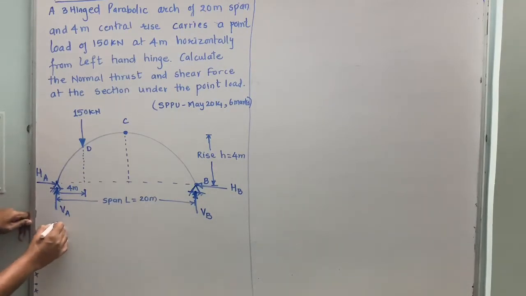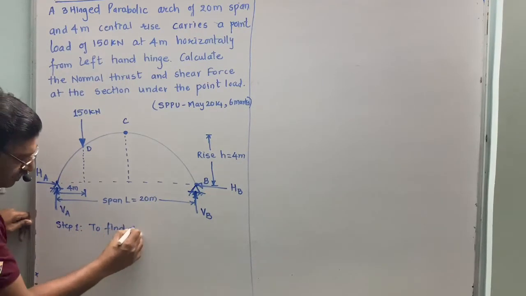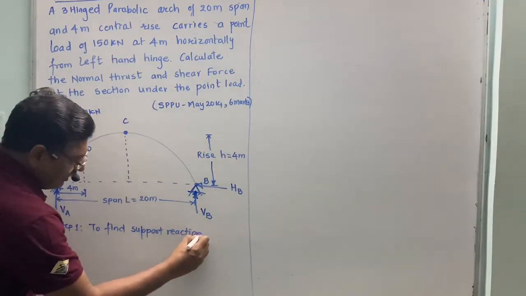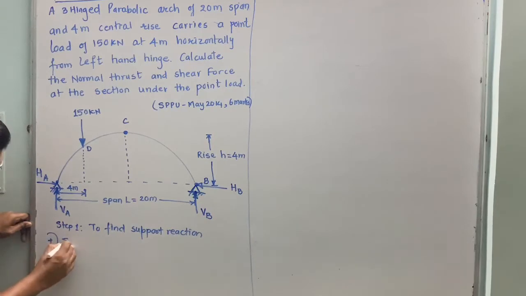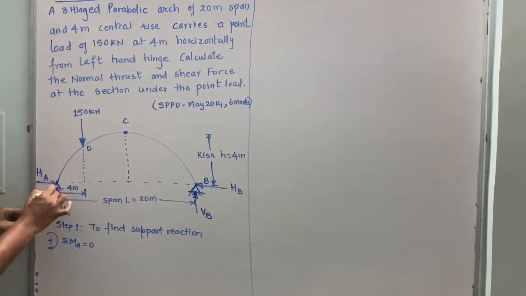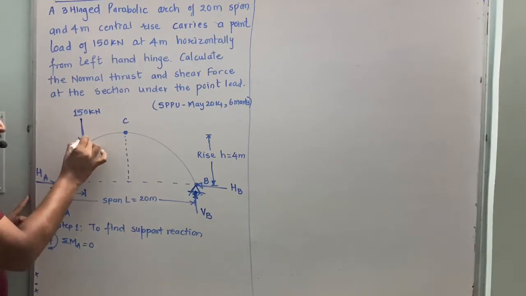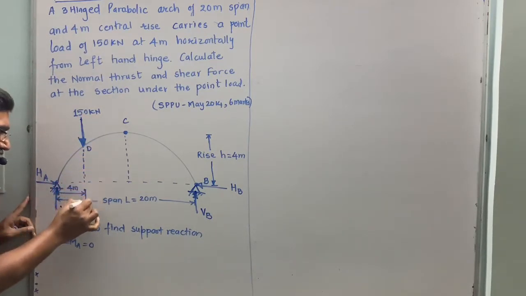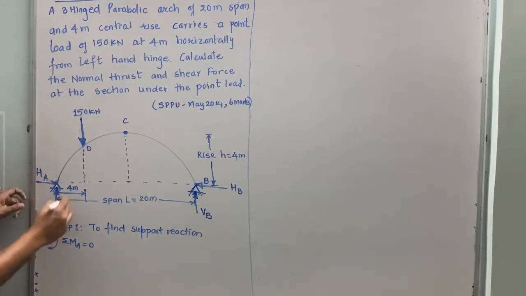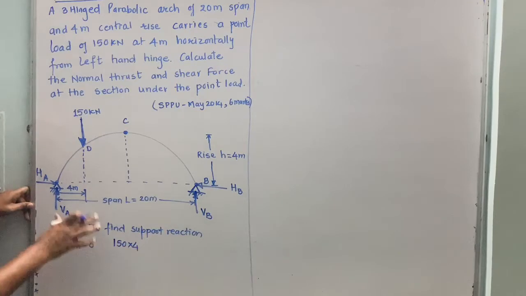So step number 1, to find the support reaction. Now take moment clockwise positive, taking moment about point A is equal to 0. Now see here, HA and VA are acting at point A, from which we are taking moment. Now this is your vertical force whose line of action is this one and the perpendicular distance is 4 meter. This force rotates clockwise, so 150 into 4 is positive as the moment of this force.